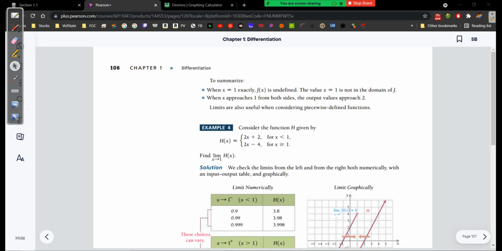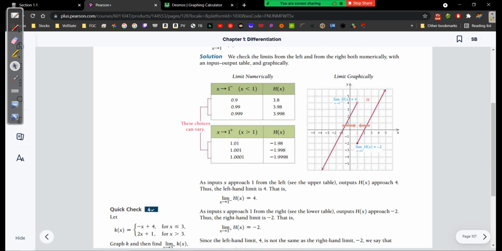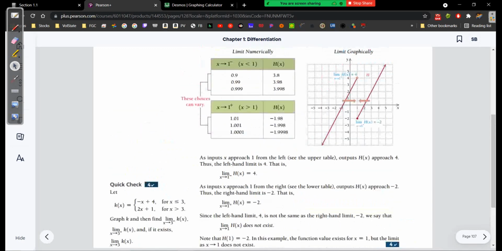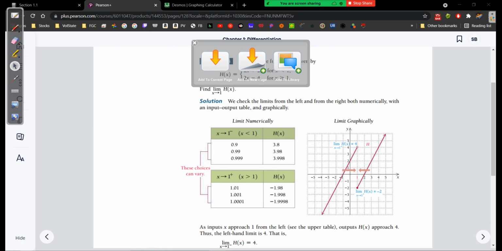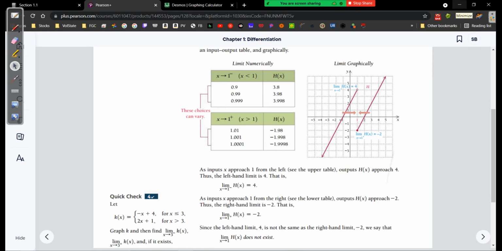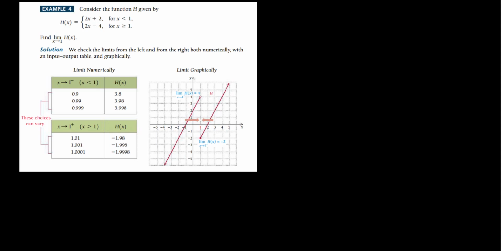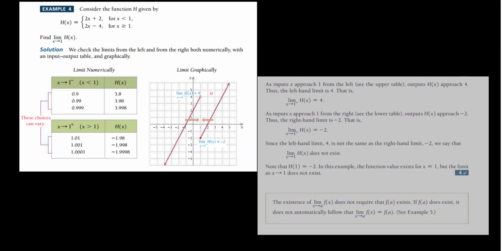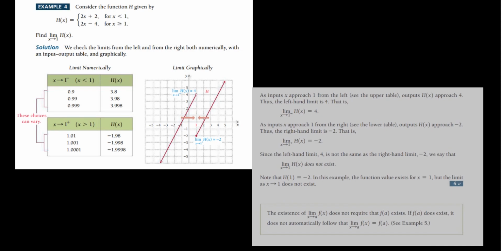All right, so next up we have everybody's favorite, the piecewise defined functions. All right, so how much can I snip of this? Let me put this there. Okay, that's not as good as it's going to get.